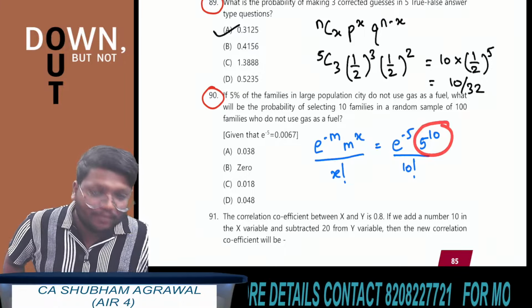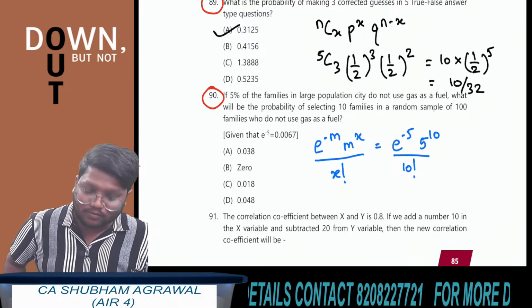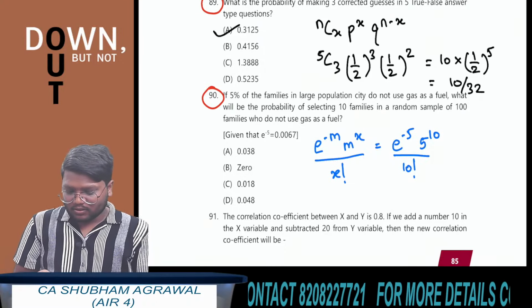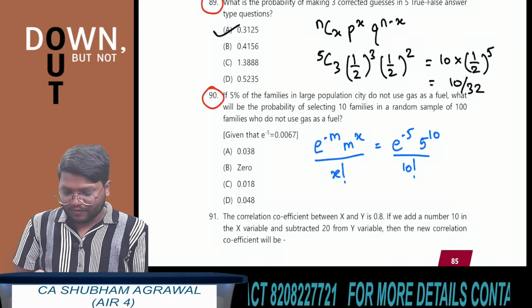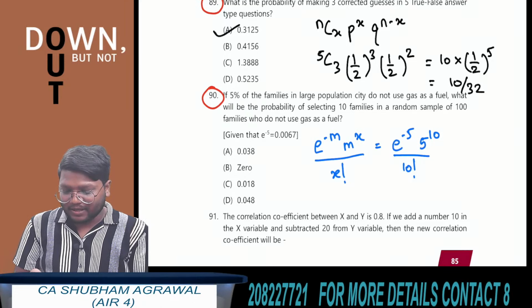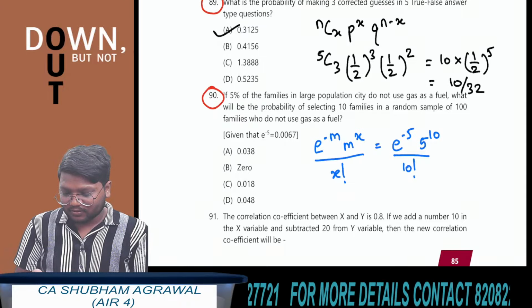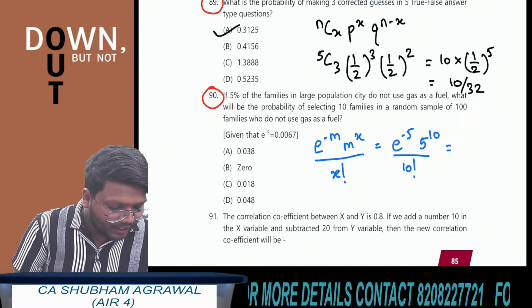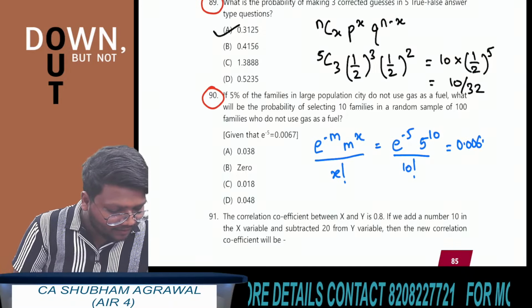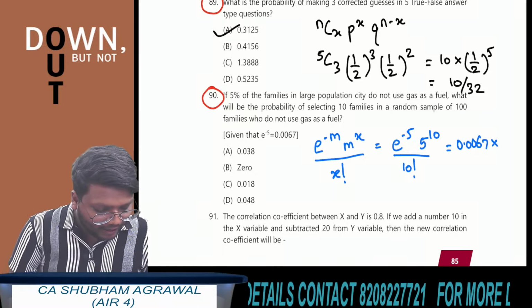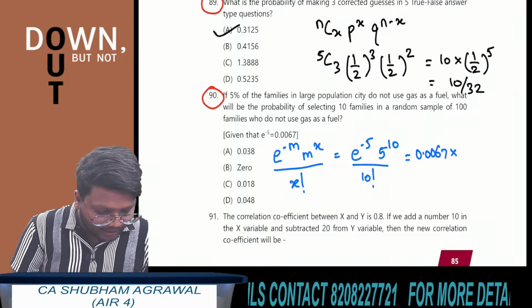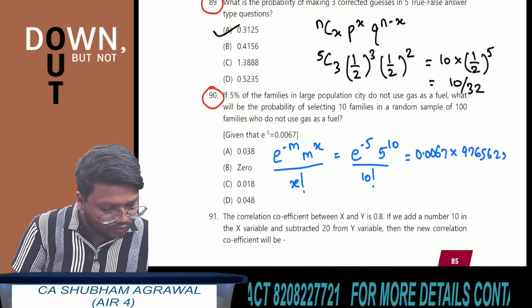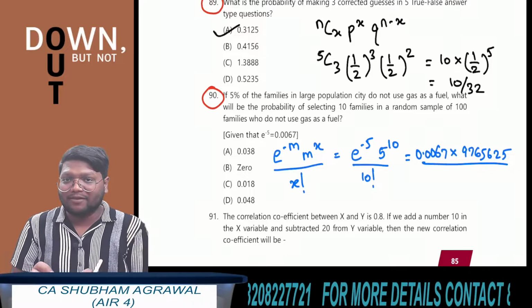You have to find now 5 to the power 10 and then divide it by 10 factorial. I am first finding the value of 5 to the power 10. So 5, then press the multiplication sign and press equals sign 9 times. What you are getting? I am writing here: e to the power minus 5 is 0.0067 multiplied by 5 to the power 10. One second. 5 to the power 10 is 9765625, divided by the value of 10 factorial.